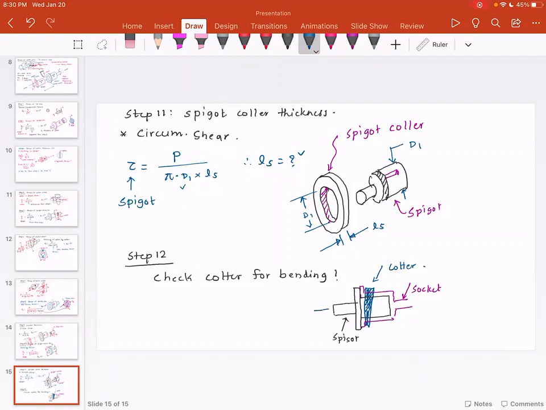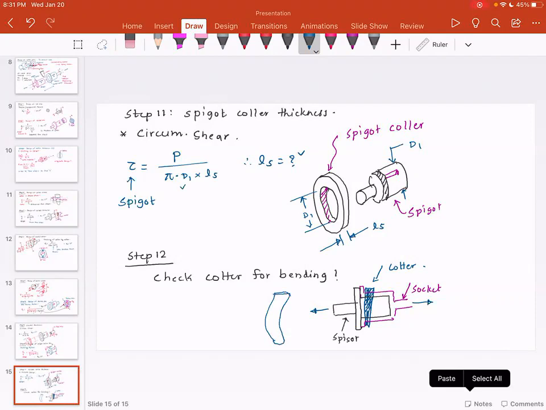Now I want you for a minute to visualize a loading situation like this. The central part of the cotter will be pulled towards left. The top part of the cotter will be pulled towards right. So the cotter, if you look at the way it's going to bend, and I'm going to show you an exaggerated way, it's going to bend something like this.